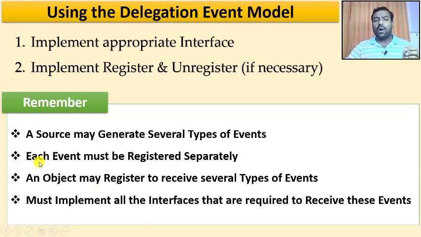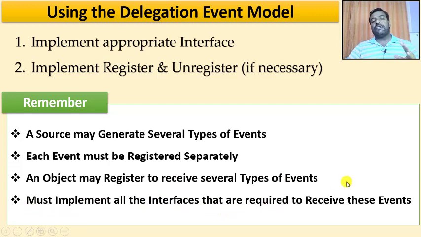And for each of these events, a separate listener method should be registered. That is why we are going to implement all the methods. An object may also register to receive several types of events. A single object can register to receive all the types of events into my processing block, so it must implement all the interfaces that are required to receive these events.